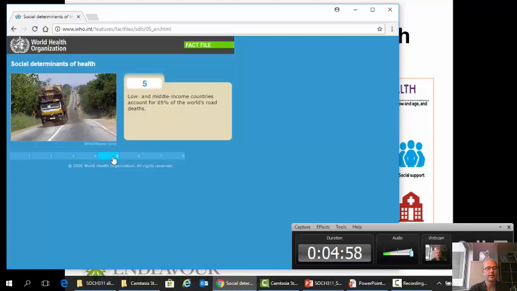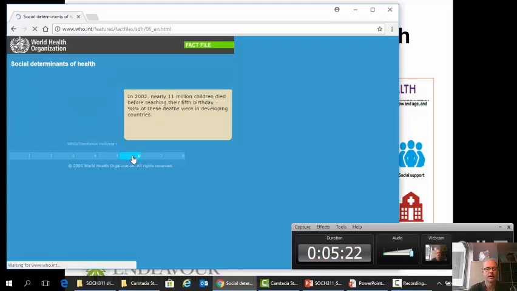Low and middle income countries account for 85% of the world's road deaths. Well, there you go. I mean, Estonia is still a middle-income country, and certainly, you know, the level of income of a country in general and the culture around certain issues is a huge social determinant of health and well-being.